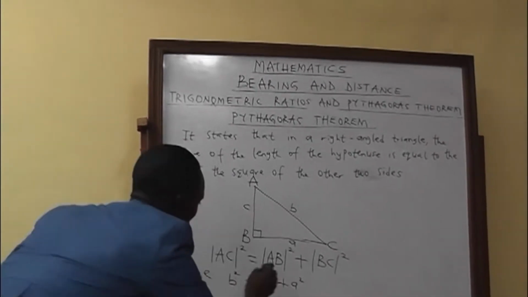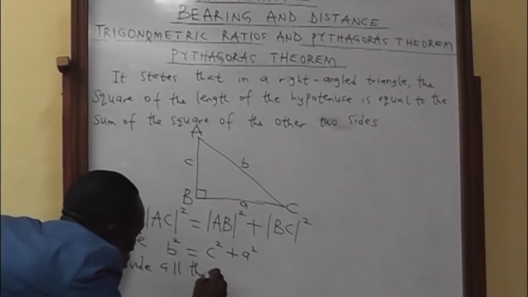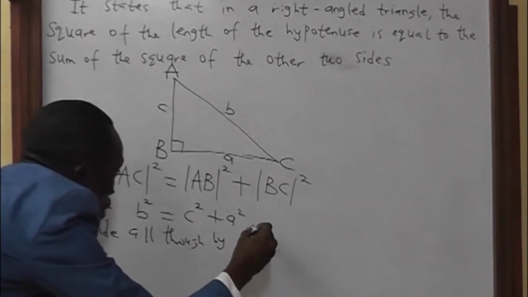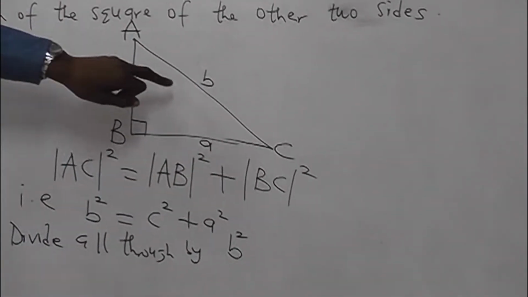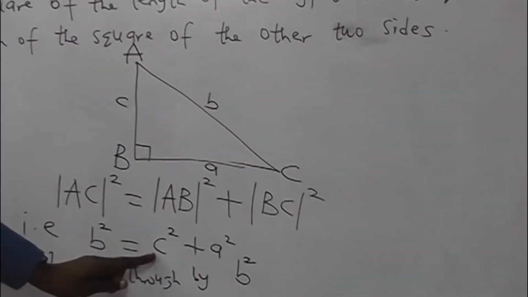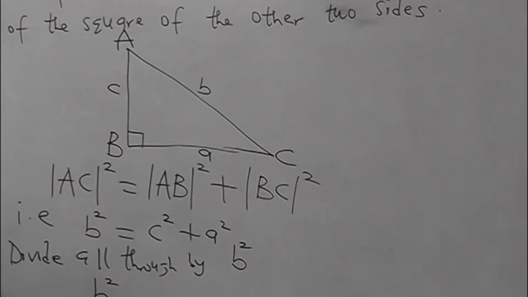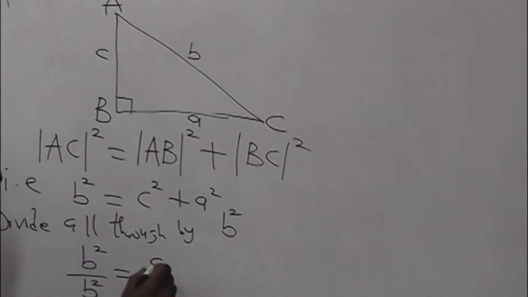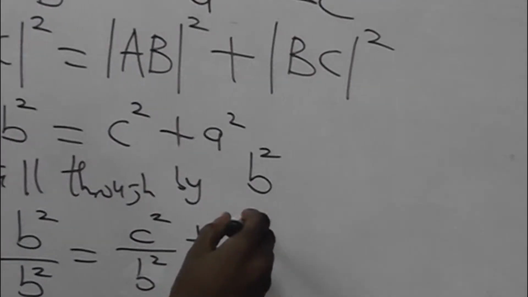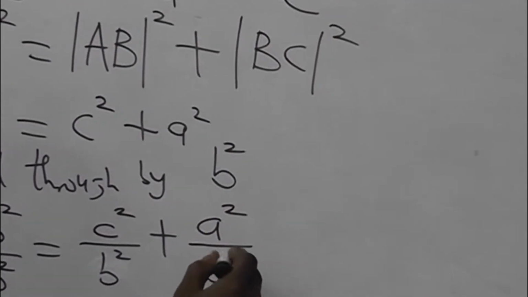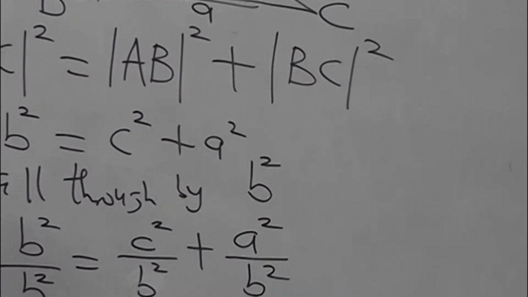Now from there, if we divide all through by b square, the reason why we are dividing all through by b square is because b is representing our longest side. That is why we are not dividing by c or by a. So if you do that, we have b square divided by b square is equal to c square divided by b square plus a square divided by b square. So b square divided by b square will give us 1.